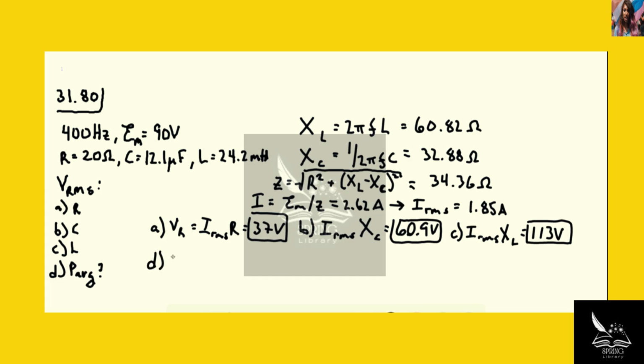So the power being dissipated, or the average rate at which energy is dissipated, which is the average power. The resistor is the only thing dissipating any energy. So this is going to be the RMS current squared times the resistance. And that gives us 68.6 watts.